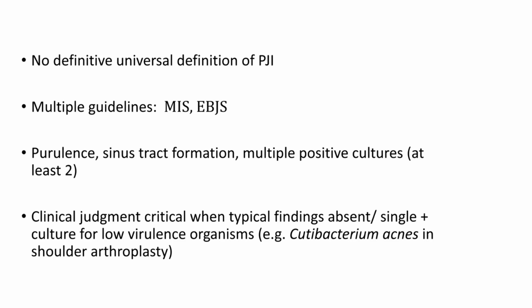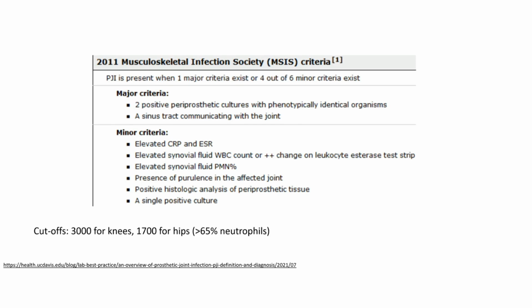So like I said, there's no universal definition, but if they have purulence and a sinus tract and multiple cultures, you kind of have your answer. But if you just have one culture from the joint with staph epi, that's where you need to use your clinical judgment and see, is this even real? Is this just a skin contaminant? If you grow, for example, Cutibacterium from a shoulder, then it's probably real, right? If you meet other criteria. Not going to go through this one, but this is just one of the more commonly used criteria for diagnosing an actual PJI. You need to meet major and minor criteria.